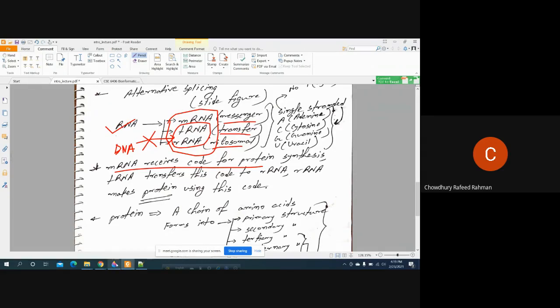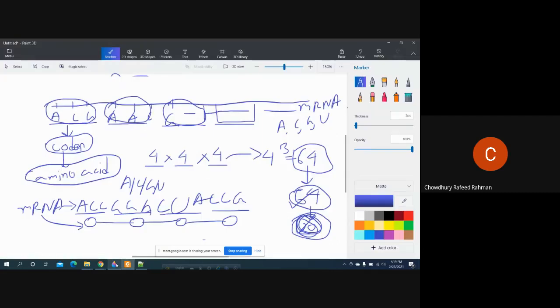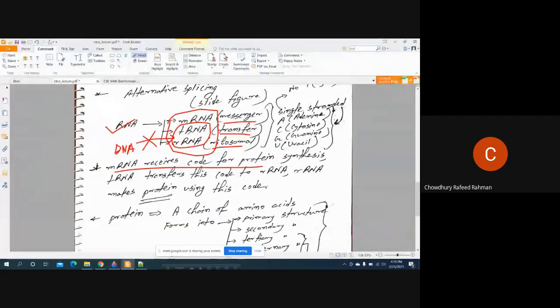So in mRNA, we can see that we have the codes. These are one kind of code on what type of amino acid to produce. These are codes for producing amino acids. These codes are actually carried by the tRNA, or transfer RNA, to the rRNA, or ribosomal RNA. And ribosomal RNA is the one responsible for making that protein.